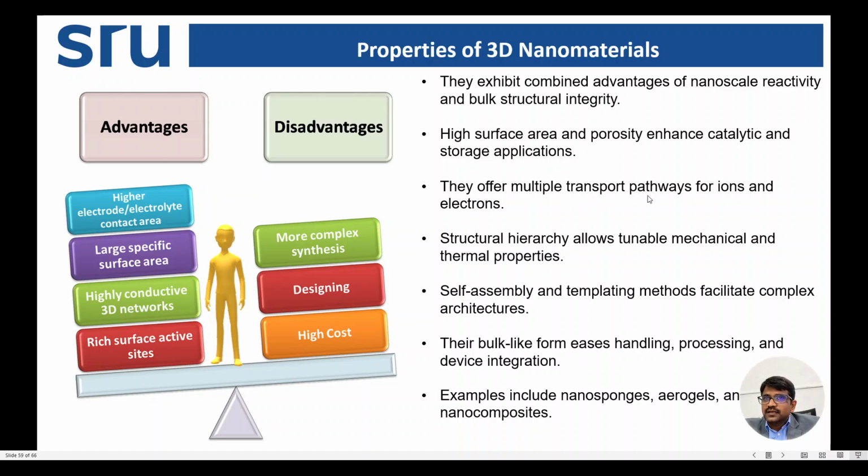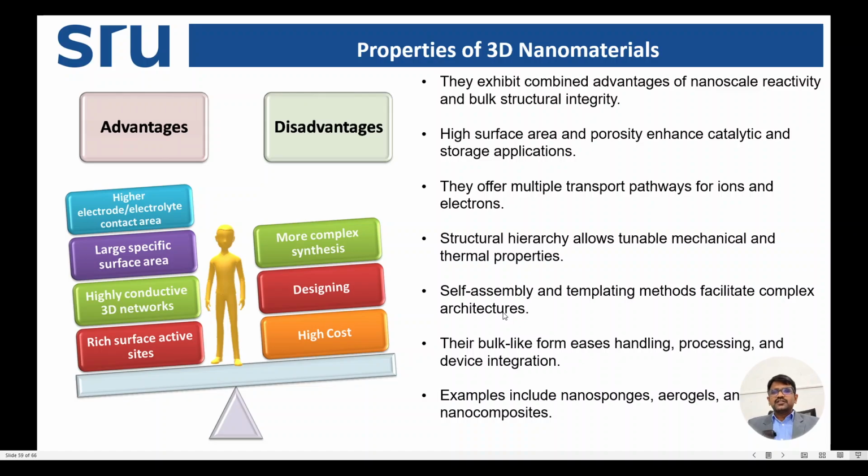These all act as electron transport pathways. Structural hierarchy allows tunable mechanical and thermal properties. By changing these shapes and structures, we can tune the flexibility, we can modify the strength, so that we can tune mechanical and thermal properties.